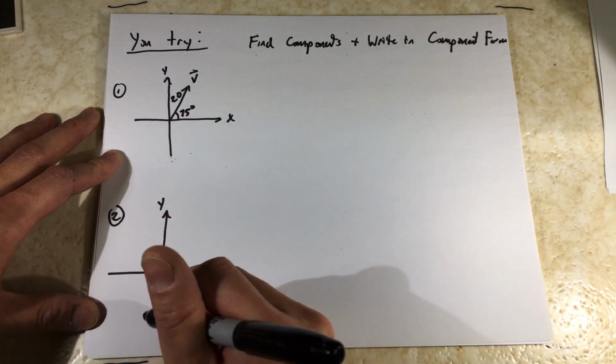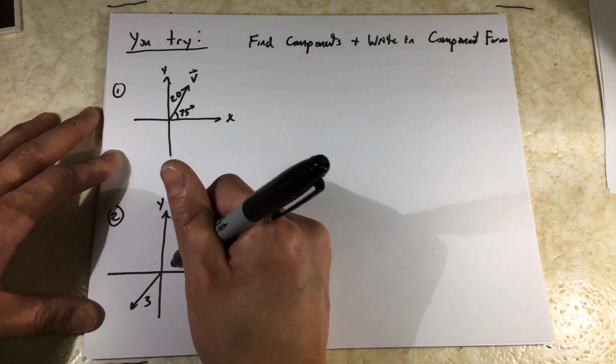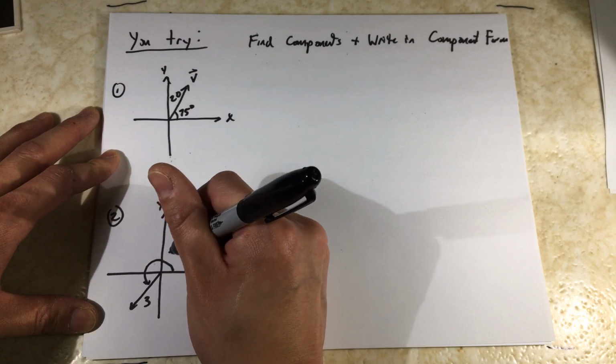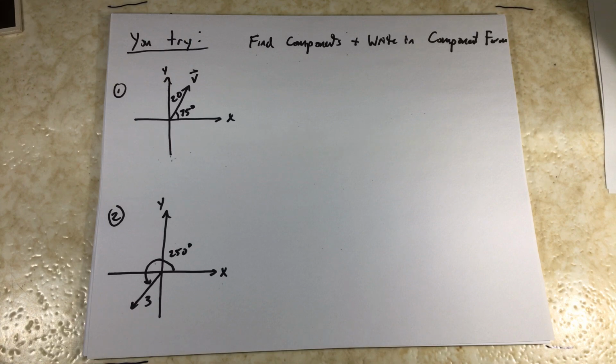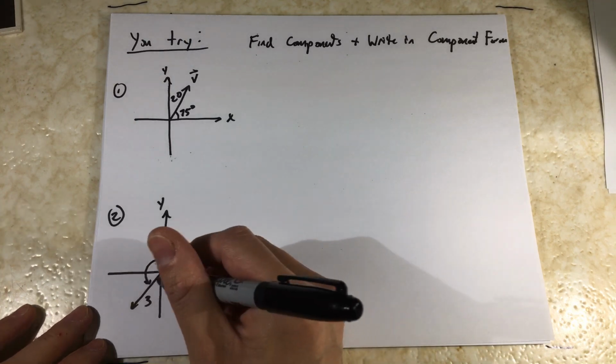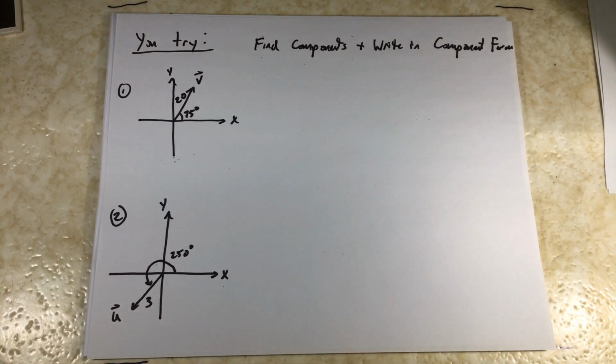And then our second one, I should write X and Y, is down here in the third quadrant. So let's say it's like this, magnitude of 3, and this is 250 degrees. Probably should have drawn that a little bit steeper, but let's call this vector U. Okay, so why don't you try those right now? I'm going to take a drink, and then you can pause it, try it, and we'll get to it in a second.